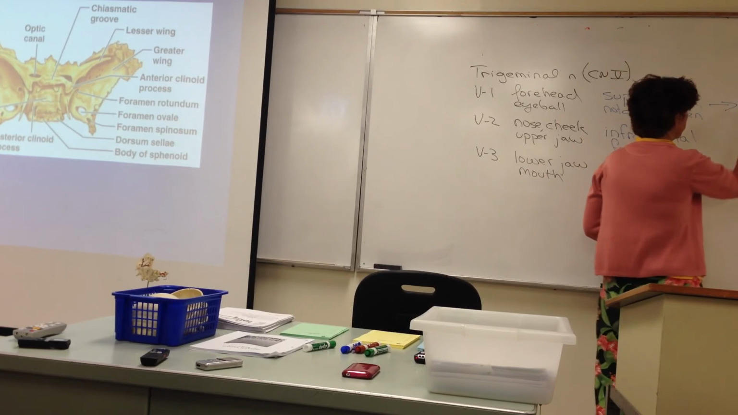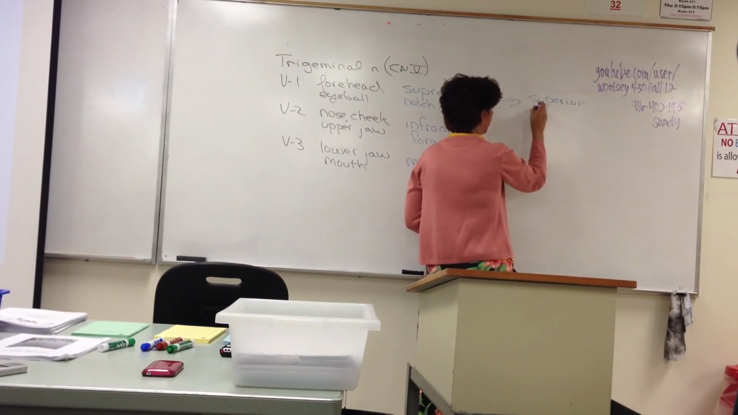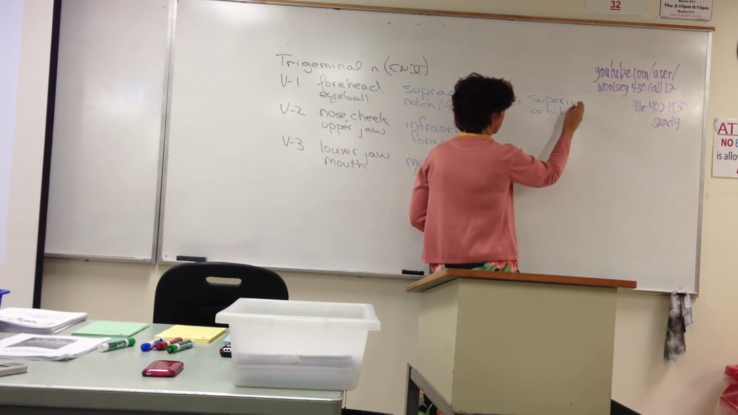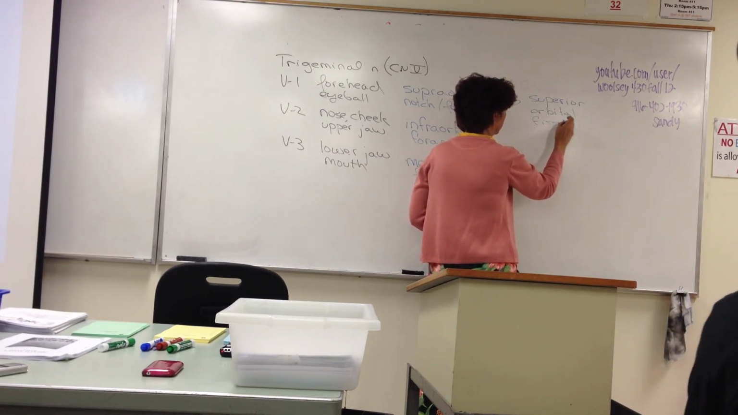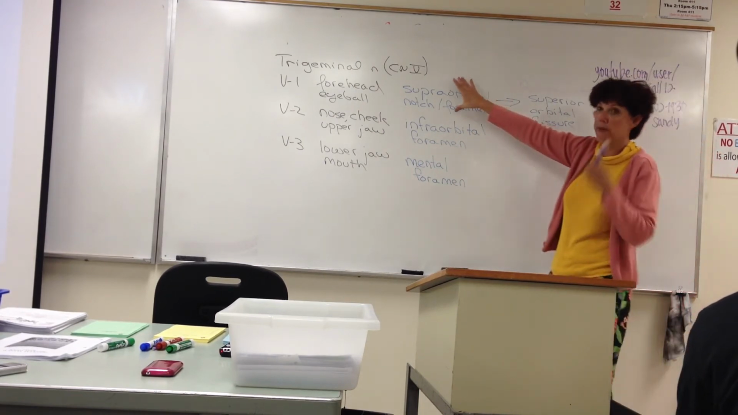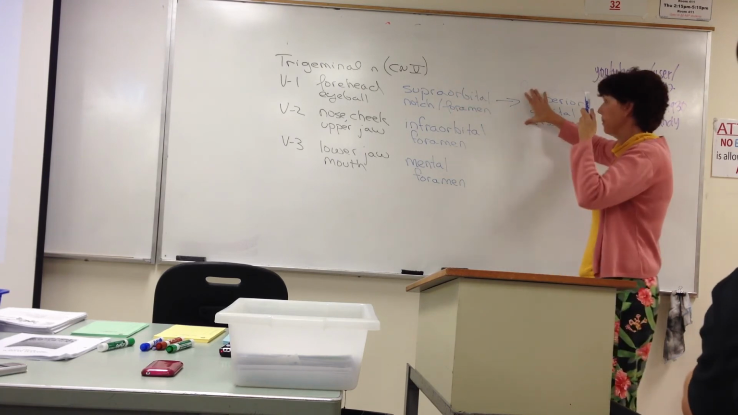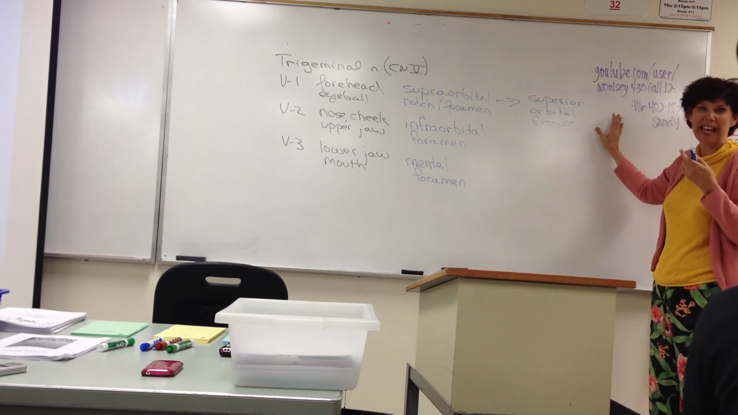So the nerve is then going to go in through the superior orbital fissure. Okay? So this is what we see from on the forehead, and then it goes through the orbit into the superior orbital fissure, and now it's in the cranial cavity.